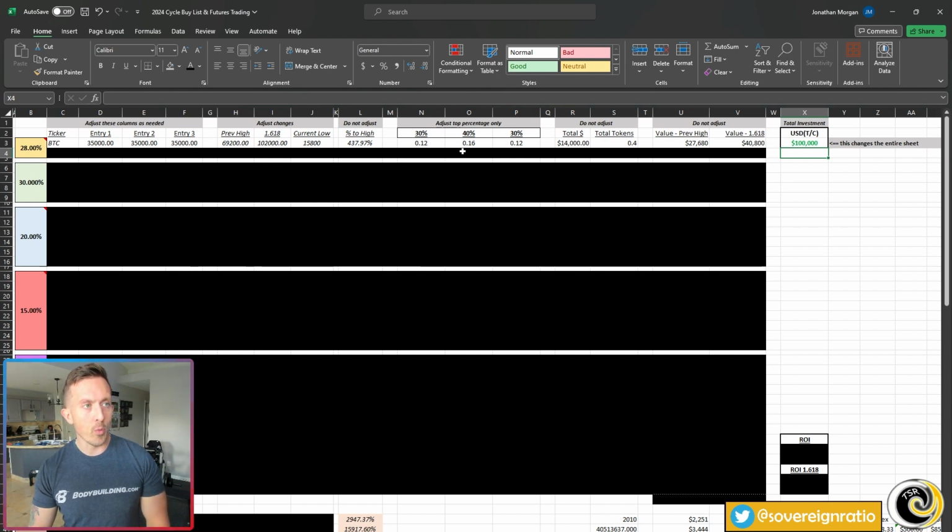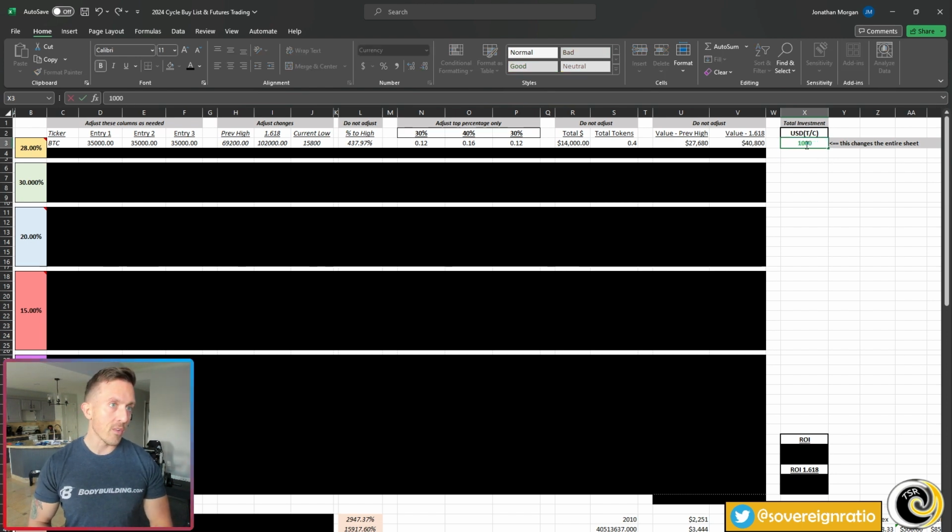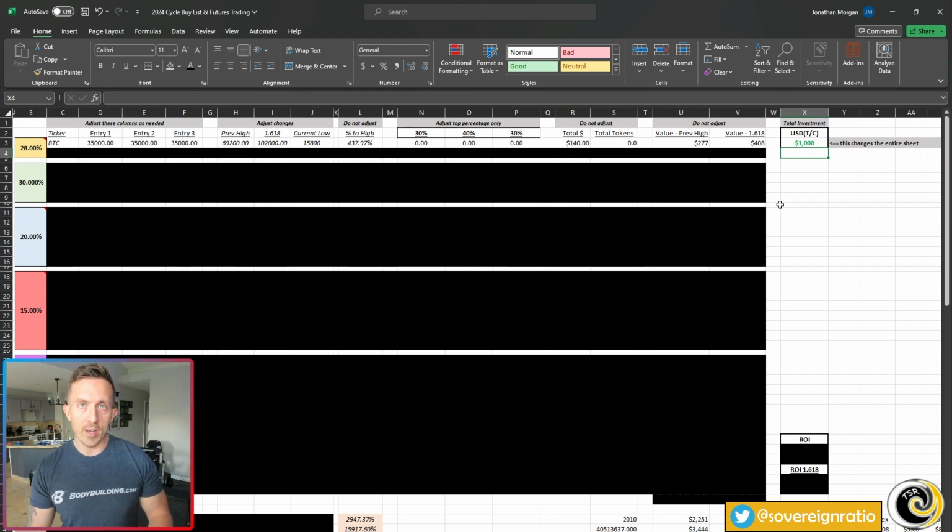It's 0.12, 0.16, 0.12 for a total of 0.4 Bitcoin, 27,000 at previous all-time high, 40,000 at the 1618. I'm going to continue using $1,000 because I think that's a reasonable investment for most people. But that is how the spreadsheet works. So while those amounts do look small, obviously if you're investing more money, they would look a lot larger.